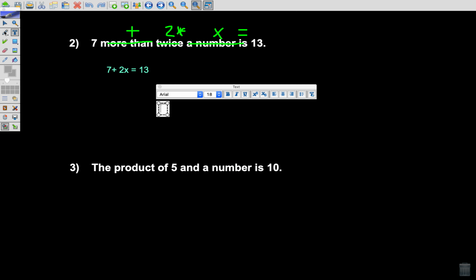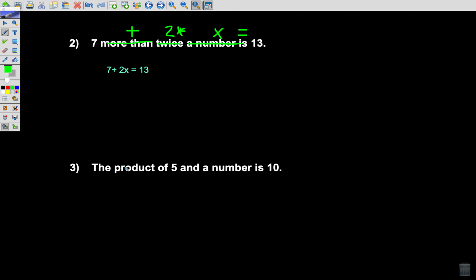All right, number 3, the word product. You have to know what these mean. Product means multiplication, sum means addition, difference means subtraction, and quotient means division. So the product of 5 and a number. What we're doing here is multiplying 5 and a number. Well, I don't know the number, it's x. So how do you multiply 5 and x? We say 5x. "Is" is an equal sign, so it equals 10. And that's your equation: 5x equals 10.